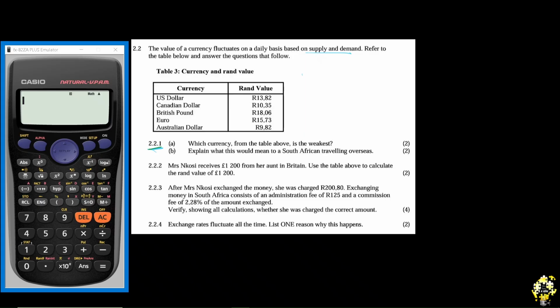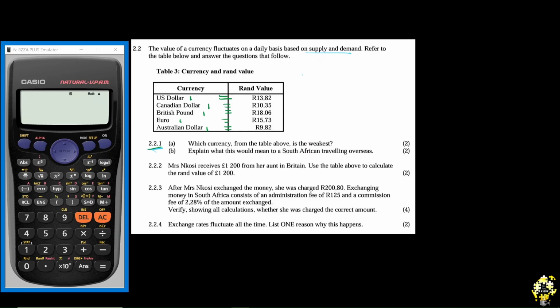I should mention to you that because they didn't write 1, they suppose by now you know that this means $1 US. This means that $1 US is equal to 13.82 rands. This means 1 Canadian dollar. This means 1 British pound. This means 1 euro. This means 1 Australian dollar. This is what the exchange rate is all about.